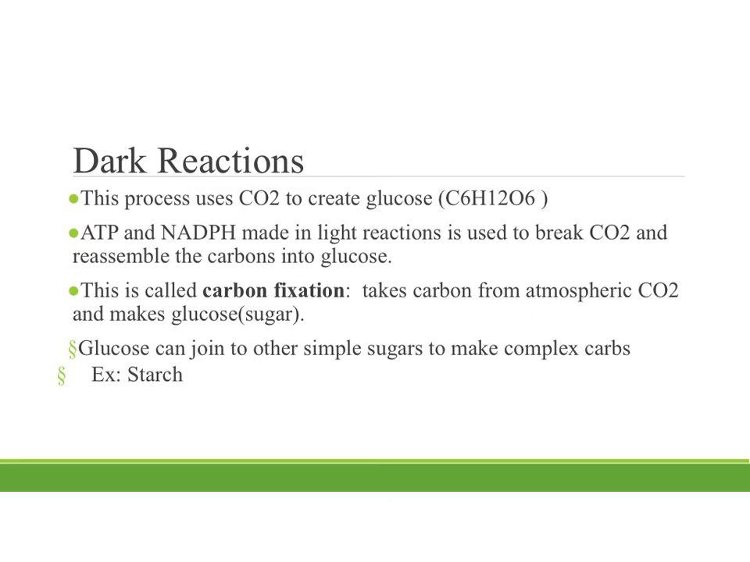So the first step of the dark reaction is called carbon fixation. Carbon is taken from the atmosphere. We have carbon dioxide in the atmosphere, and it is used to make glucose or sugar. Glucose can then join to other simple sugars, and it can make complex carbohydrates such as starches.